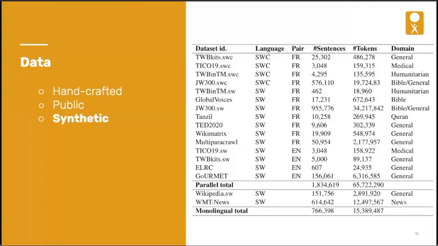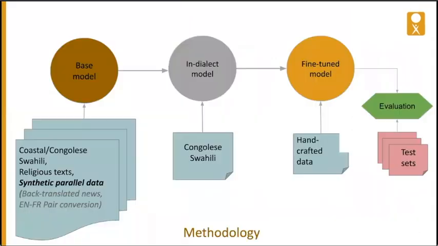It is also known that a technique to improve machine translation in low resource settings is back translation. This is taking monolingual data and converting them to the language of interest using a machine translation model. So we sourced 766,000 Swahili sentences from Wikipedia and news sites and translated them to French using a model created in this work.